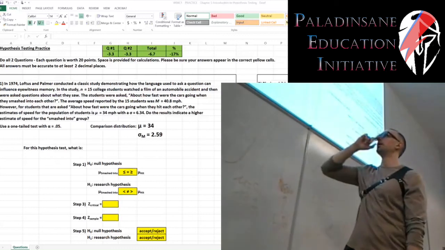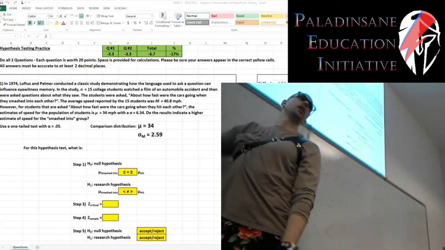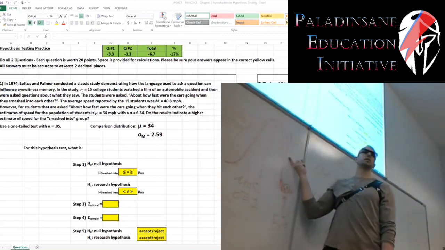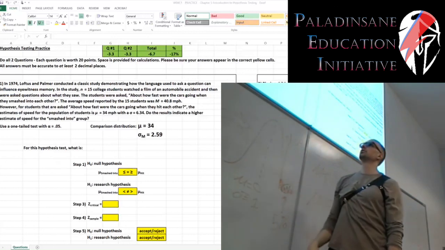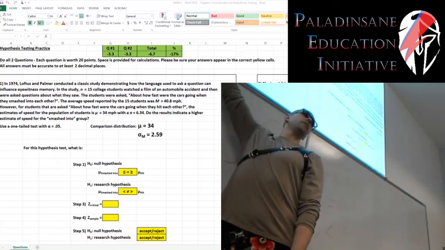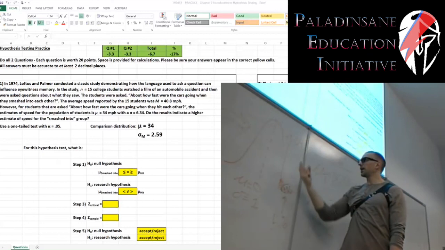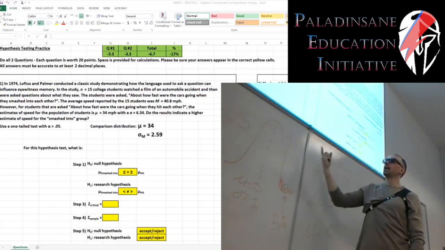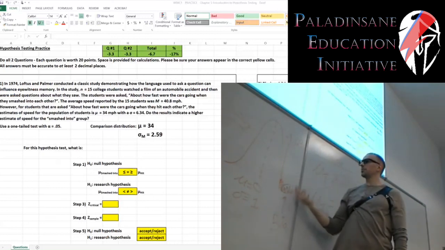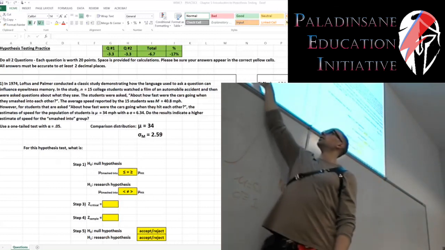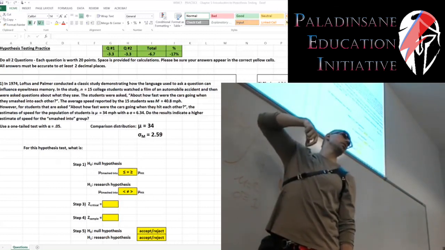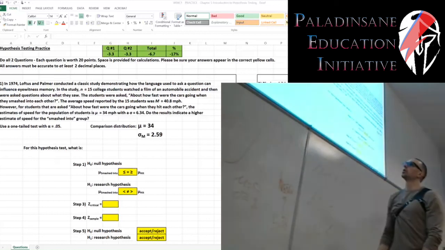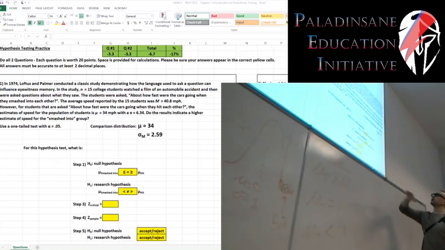That is step 2. Step 3, find your lines in the sand. Go to the table, find out where those lines are. Step 4, find your sample z-score. Calculate your sample z-score. And then step 5, depending upon your sample z-score and your cutoff score, choose which one is the correct answer. So that's the Loftus and Palmer study. This one is the same idea with timeout for adults.